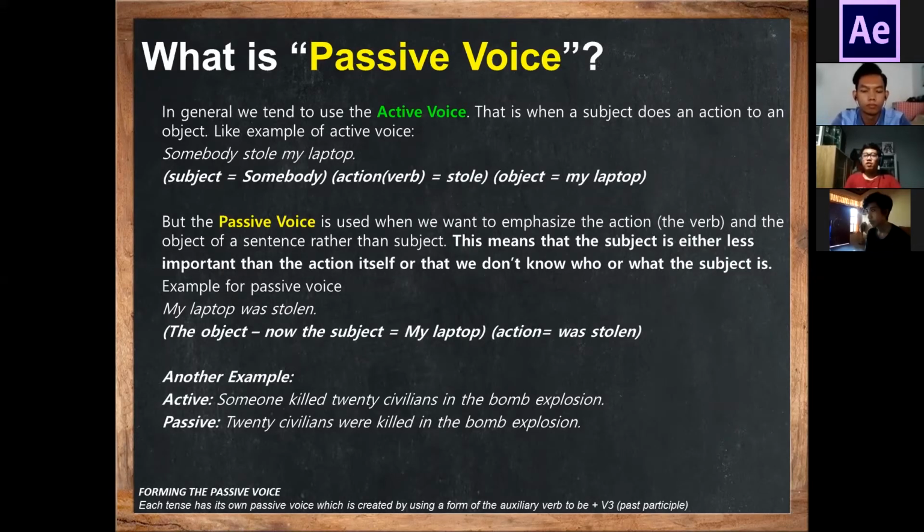In another example, active voice: someone killed 20 civilians in the bomb explosion. But in the passive voice: 20 civilians were killed in the bomb explosion. Forming the passive voice: each tense has its own passive voice, which is created by using a form of the auxiliary verb to be plus the past participle.